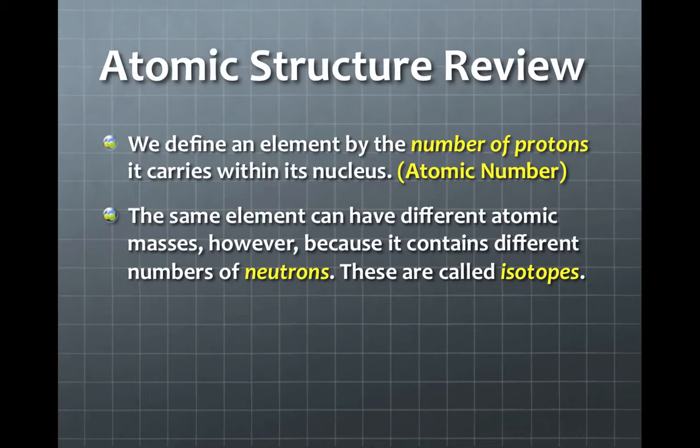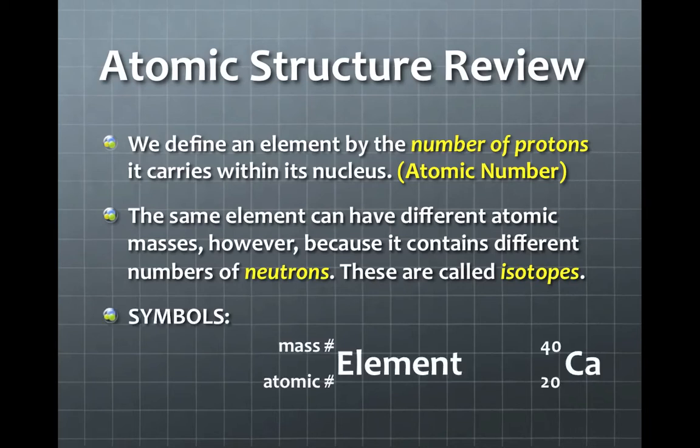And then remember, the same element can have different atomic masses because they can contain different numbers of neutrons, and those are called isotopes. Isotopes have the same number of protons but different numbers of neutrons, which makes them have different masses, because the mass is the number of protons plus neutrons. So remember symbols. We put the element symbol here, and then we have the mass number and the atomic number on the bottom. So for example, calcium-40 means the mass is 40, the mass goes up here, and the atomic number for calcium is 20. That's a little bit of review.